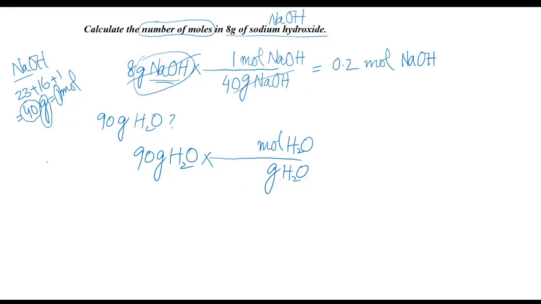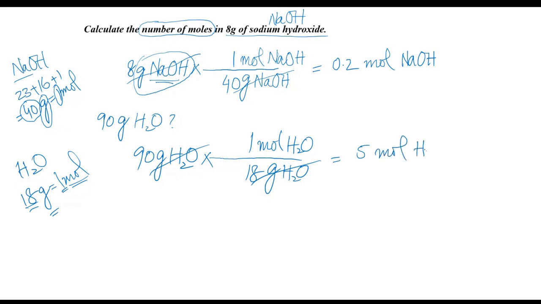When you change gram to mole, you will calculate molar mass. So the molar mass of water is 18 gram. So 18 gram is equal to 1 mole. So 1 goes with mole, because this one is present with mole, and 18 with gram. Gram of water cancel. So when you use the calculator, 90 divided by 18, it is 5 mole. Very good. Excellent. Any question from your side?